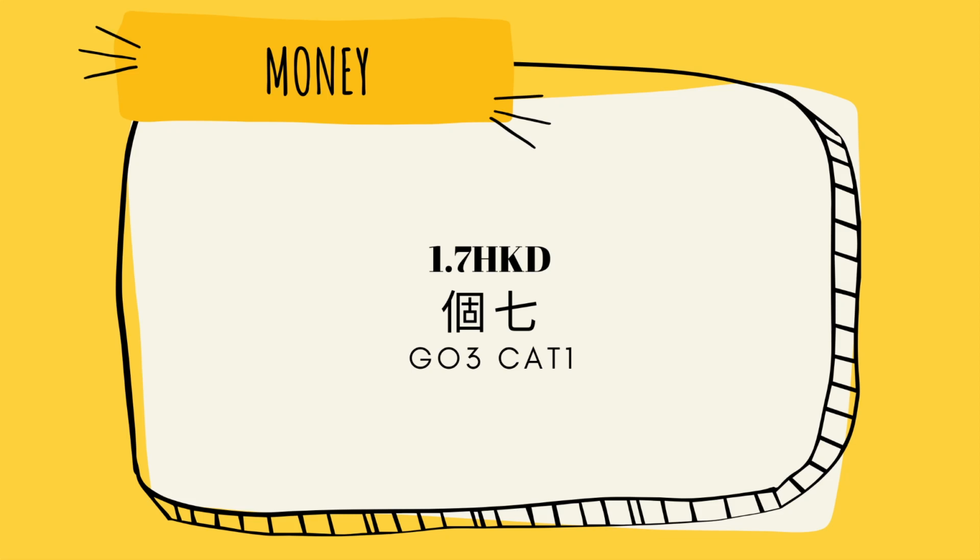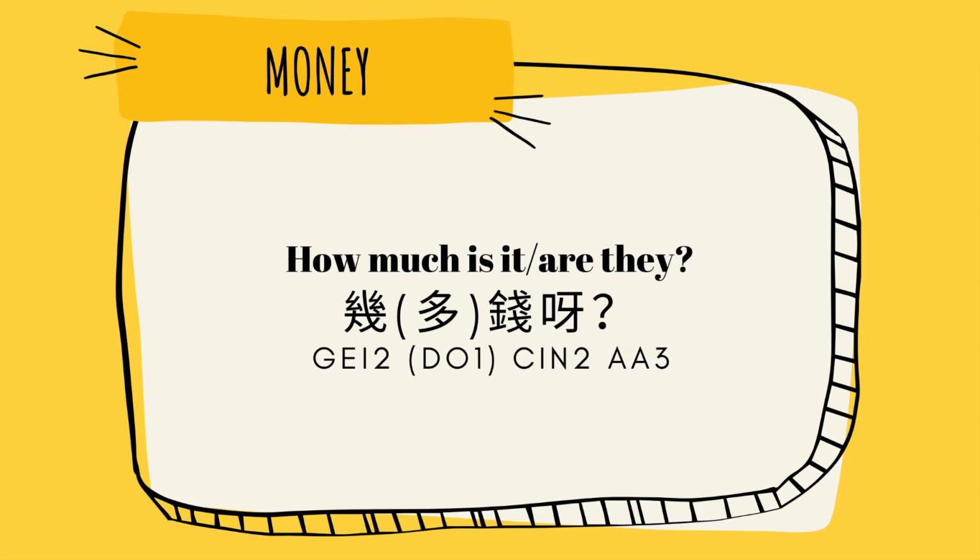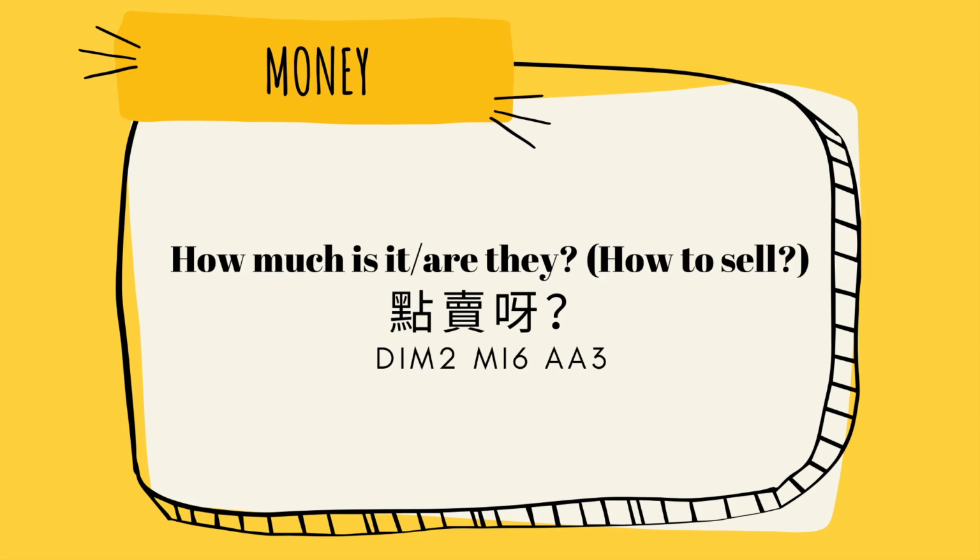So how to ask for price? You can ask 幾多錢啊？ or 幾錢啊？ which means how much is it or how much are they. Another way of asking is 點賣啊？ Literally it means how to sell, but it also means how much is it.